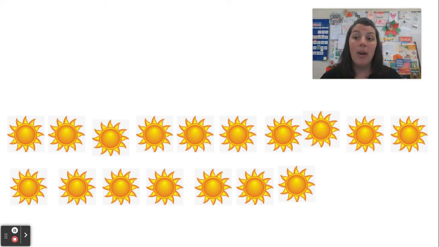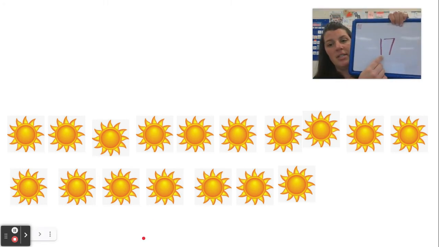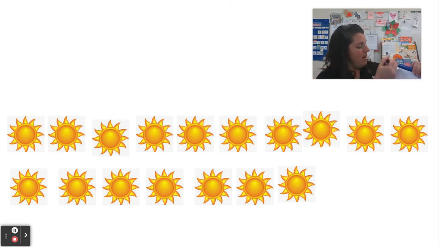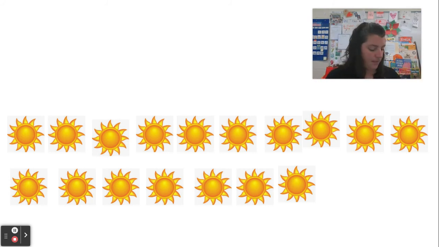17. When I counted these suns, I counted all the way across the first line and then all the way across the bottom line. But maybe you started down here and went this way. Or maybe you went up and down, up and down, but still got the number 17. If you wrote 17, give yourself a point. And we're going to do one more together.